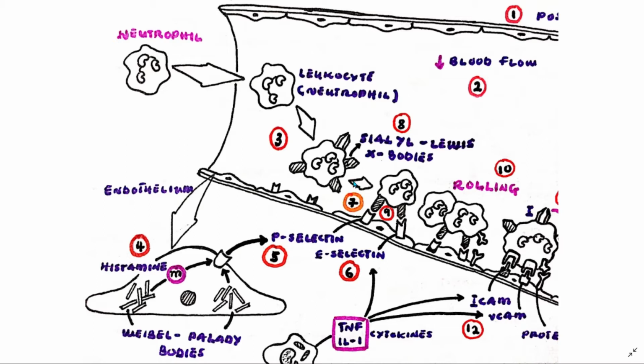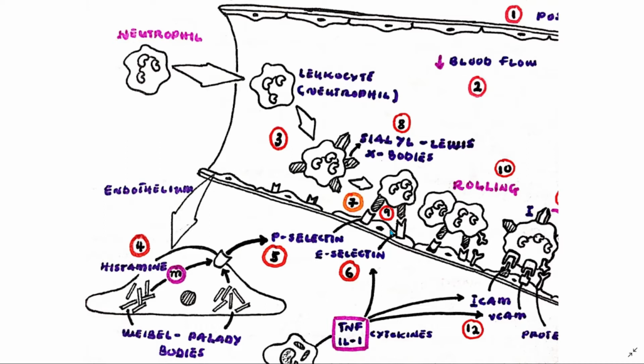Step 2 involves the rolling of the neutrophils. Now, histamine mediates the release of P-selectins by the Weibel-Palade bodies of the endothelial cells. On the other hand, E-selectins are induced by interleukin-1 and tumor necrosis factor. These selectins are placed on the surface of the endothelium in order to serve as speed bumps.